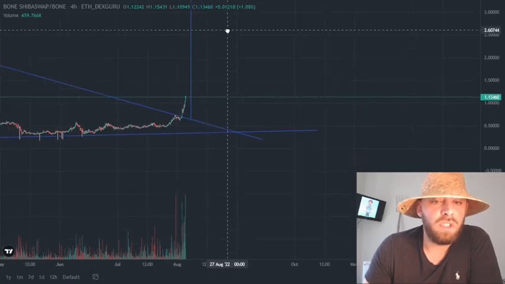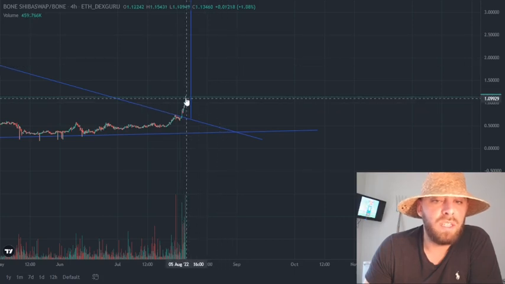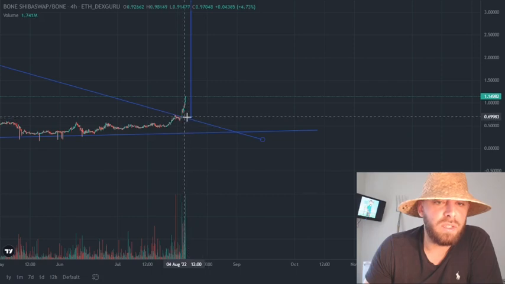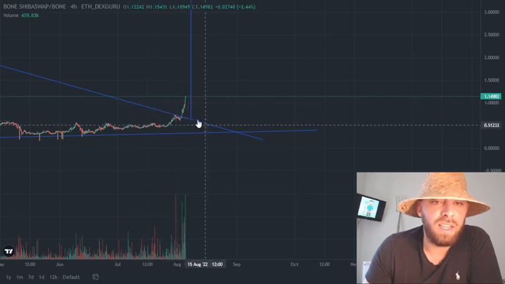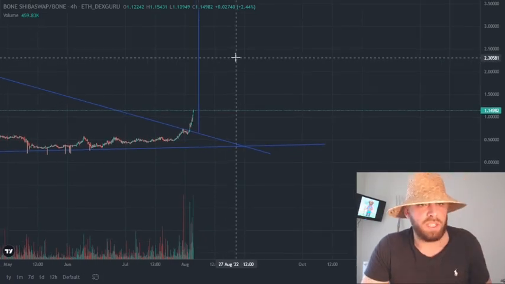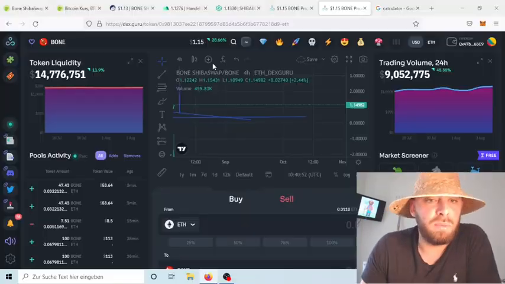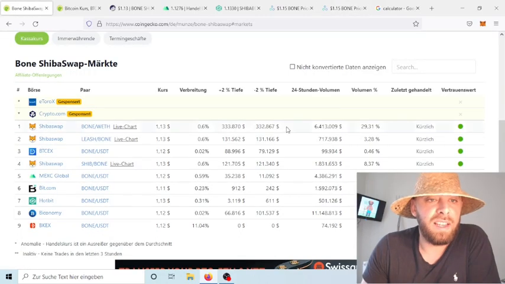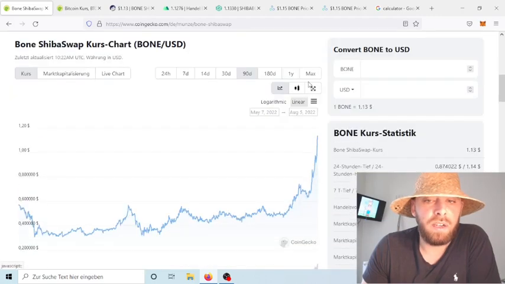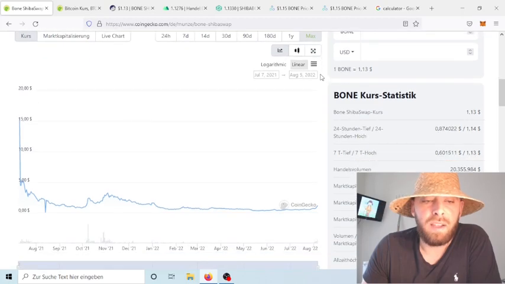Of course, as mentioned, we could always see some sell-offs. In the worst case, we could get rejected, testing the downtrend again and confirming the journey from here. But since the BONE ShibaSwap token didn't have any big price movements over the entire last year, I believe it is more likely that we're going to move quite fast in the direction of $2, $3, $5, $6, $7, $8, $9, $10.